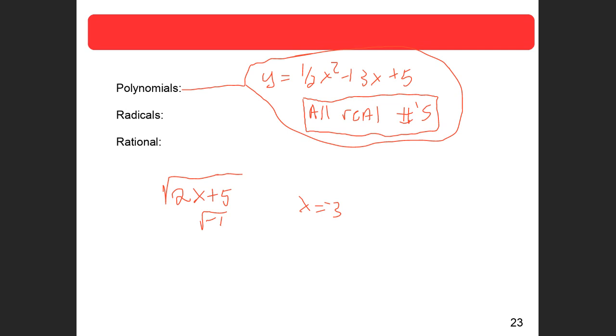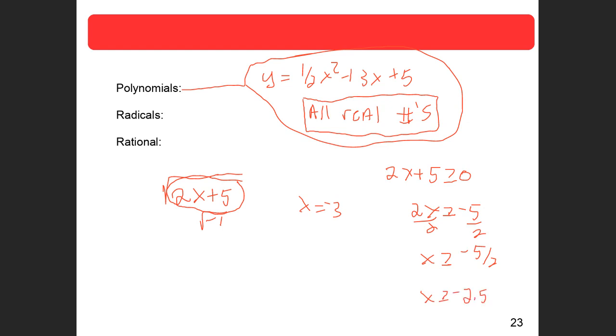So how do you find the domain when you're given a radical? Super easy. All you do is you take whatever's inside. I don't care what it is. You put 2x plus 5 is greater than or equal to 0, and you solve this. Once you solve it, that is your domain. So I'm going to subtract off 5. So I got 2x is greater than or equal to -5. I'm going to divide through by 2. So x is greater than or equal to -5/2, which is -2.5. So x is greater than or equal to -2.5. Anything greater than -2.5 will make this function true, so I can use it as my domain.